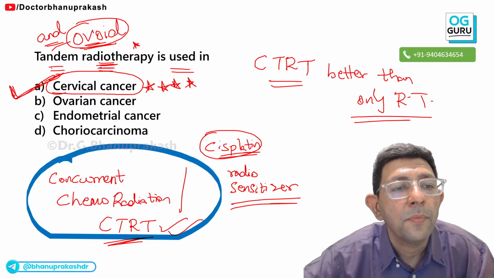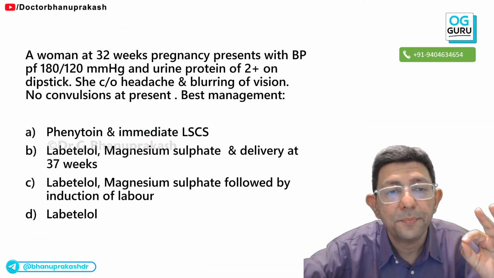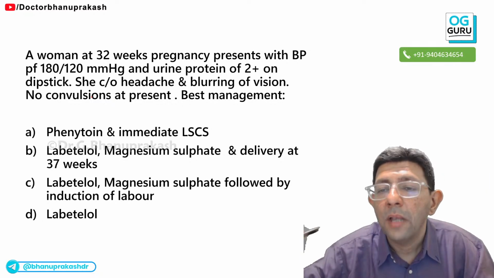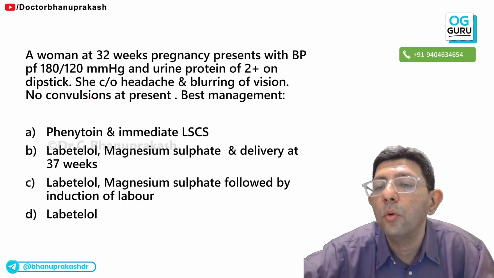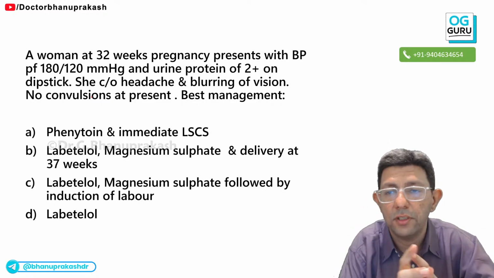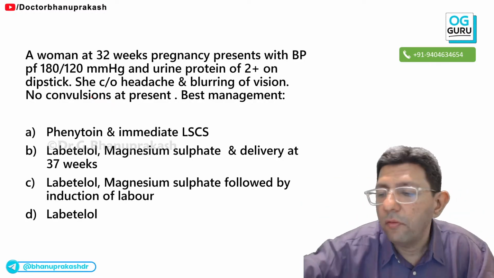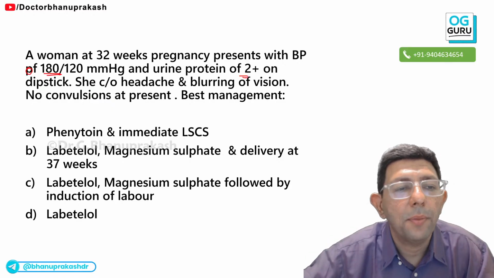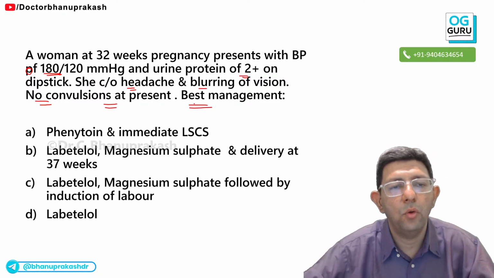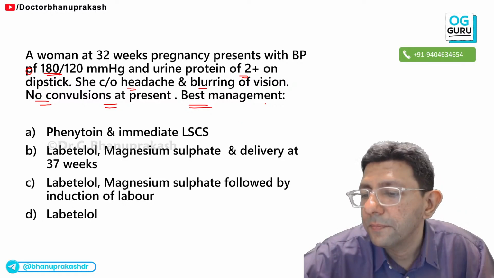So tandem radiotherapy is a brachytherapy used for cervical cancer management. Short MCQ. Okay, now the next important MCQ, I want all of you to tell me the answer. Okay, 32 weeks patient. Again, I want all of you with the diagnosis first. BP of 180, 120, urine albumin +2, headache, blurring of vision, no convulsions are present as of now, and the best management is what? Anybody, what is the answer? What is the answer?